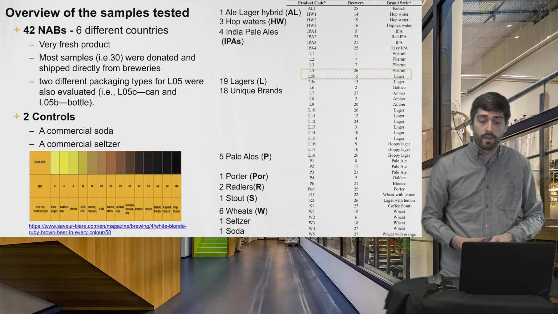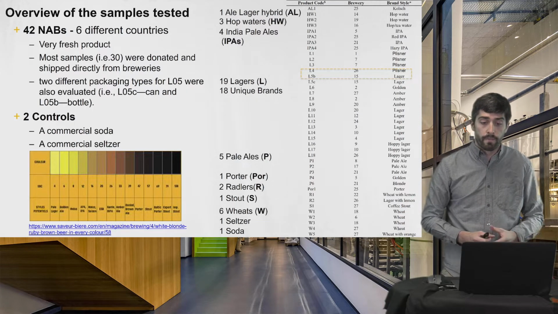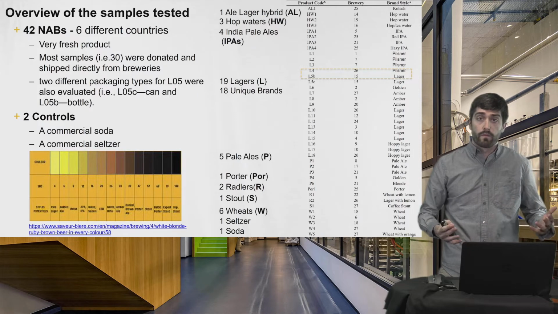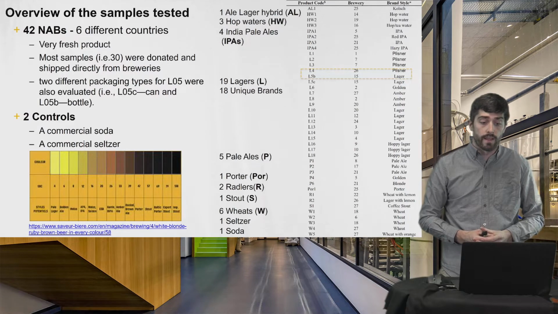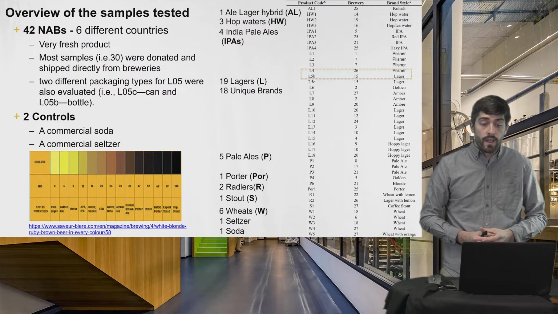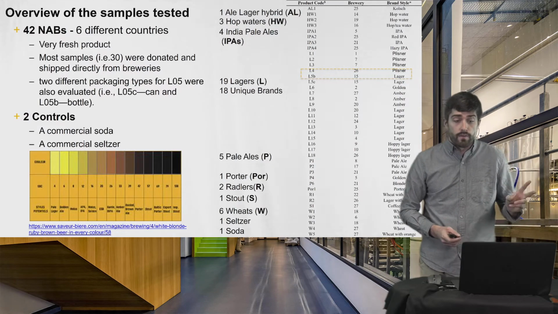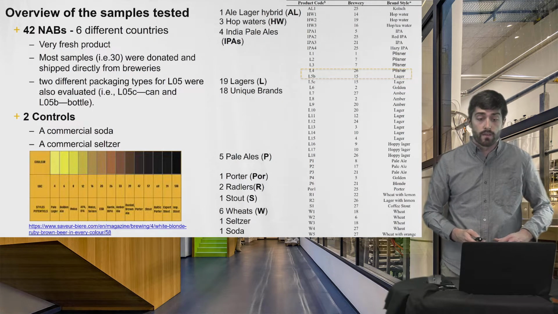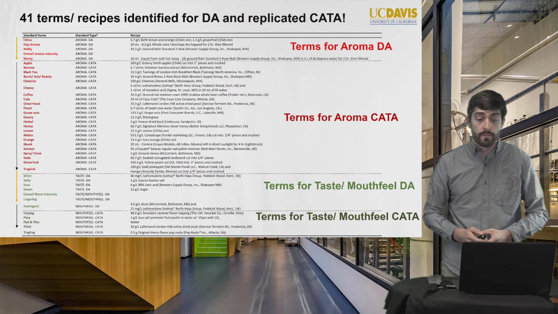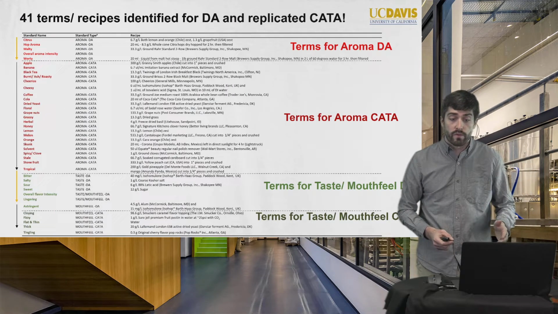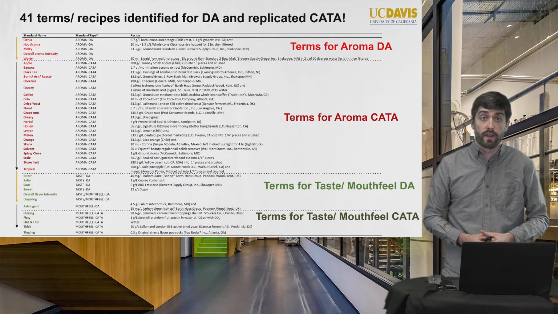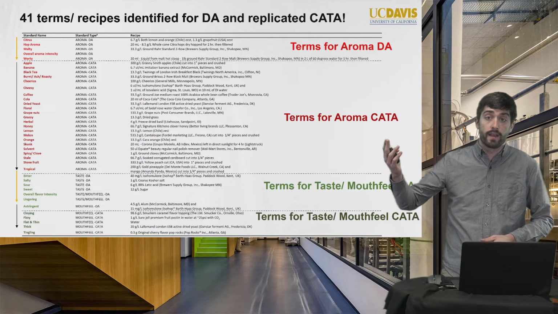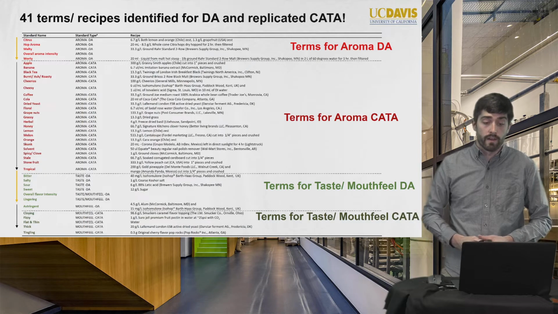You can see those in the chart here, or in the table. Of these NABs, you can see they come from a wide variety of different styles. I also want to point out that we evaluated 2 controls, a commercial seltzer and a commercial soda, and we'll get into why that's important in the second study. So here are the sensory terms that the panelists came up with to describe the samples. The aroma terms are here in red, and the taste and mouthfeel are here in green.